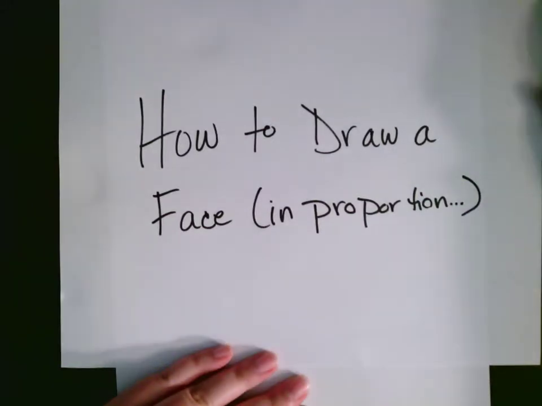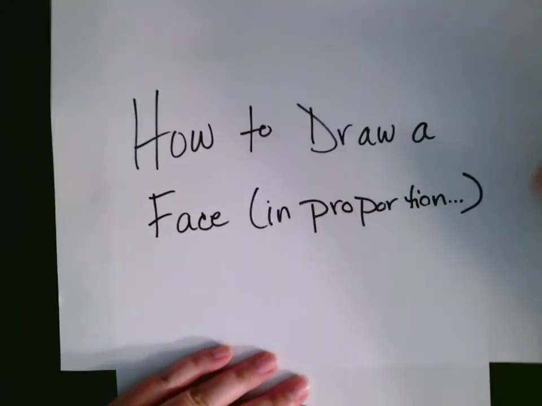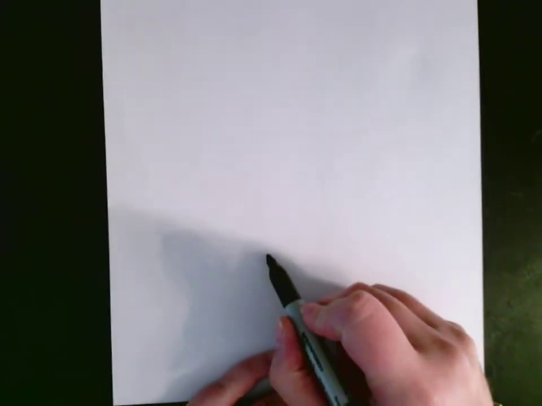Alright, ladies and gentlemen, this is how to draw a face in proportion. Very important to recognize proportion. Today we're going to be drawing a person, just a general face. Something that you should be thinking about is the shape of the person's chin, if it's a pointy chin, if it's a square kind of chin, and you need to pay attention to that before you start doing anything else. So what I like to do is start out with my chin.